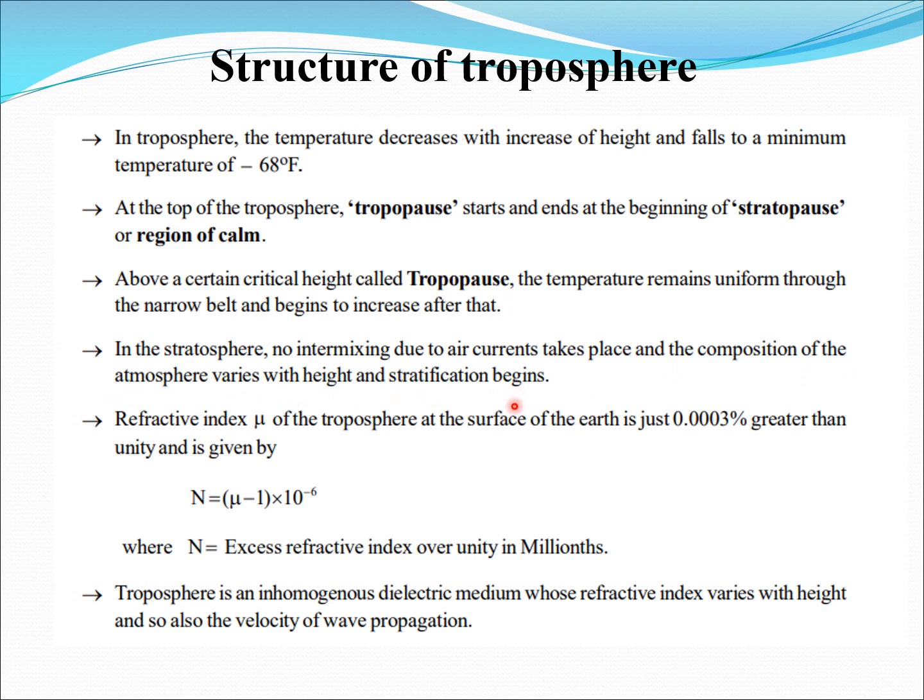Now, refractive index of the troposphere at the surface of the Earth is just 0.003% greater than unity. That is, you have N equals (mu minus 1) times 10 power minus 6, and N is excess refractive index over unity in millions. Troposphere is an inhomogeneous dielectric medium whose refractive index varies with the height and so also the velocity of wave propagation.